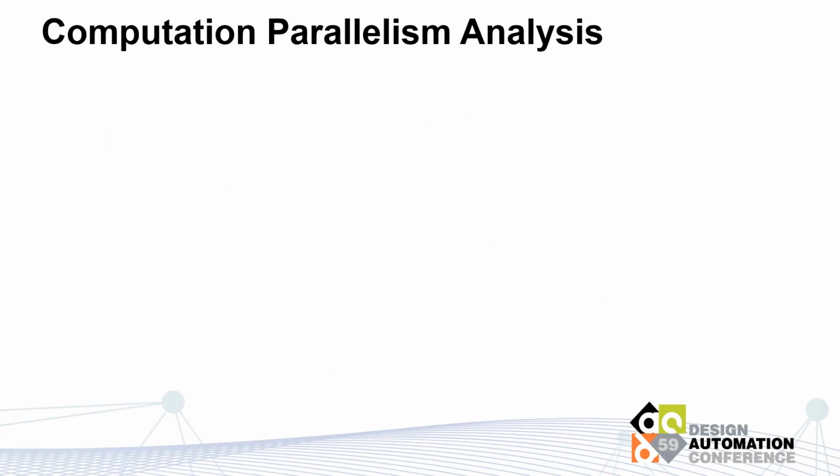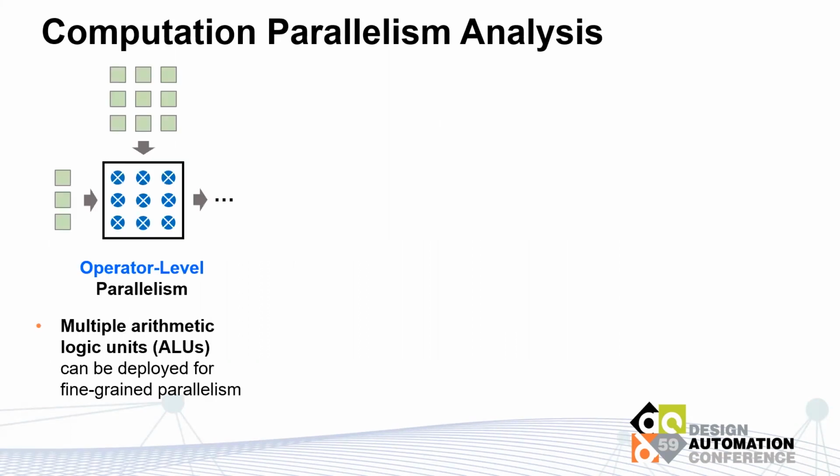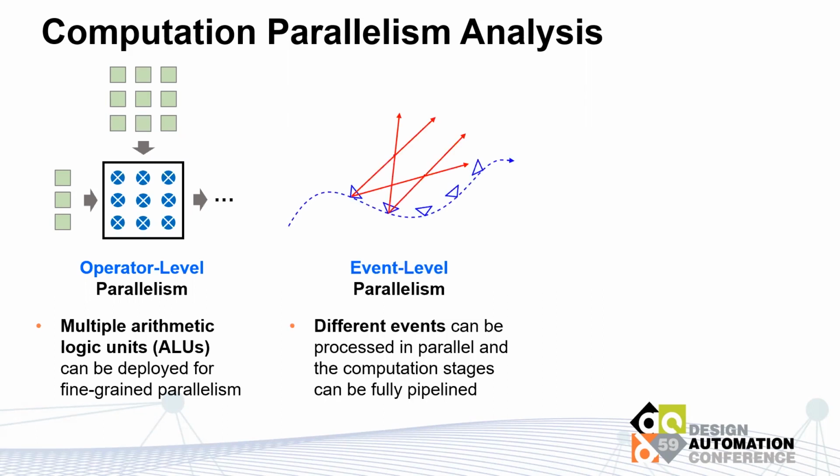To effectively accelerate EMVS using customized hardware, we need to fully utilize the computation parallelism. The parallelism of EMVS can be divided into three levels from fine-grained to coarse-grained. The first level is operator level. Multiple ALUs can be deployed to accelerate matrix and vector computation. The second level is event level. Different events can be processed in parallel, and the process can be pipelined.